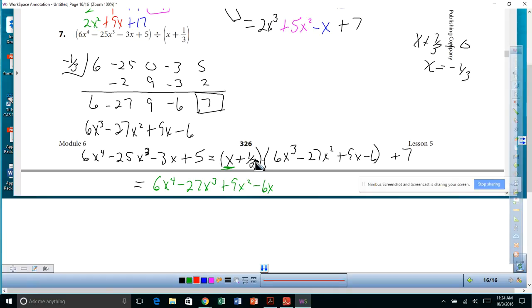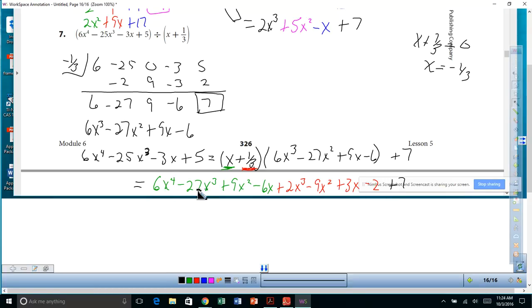Let's do the 1/3. And you think, ooh, fraction. Well, look, these are all multiples of 3, so it's easy. 1/3 is going to give you plus 2x cubed. 1/3 is going to be minus 9x squared. 1/3 times 9x is going to be plus 3x. 1/3 times is going to be minus 2. And then don't forget about your plus 7, your remainder out here.